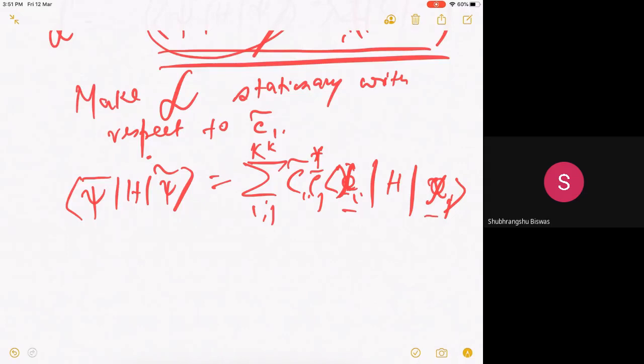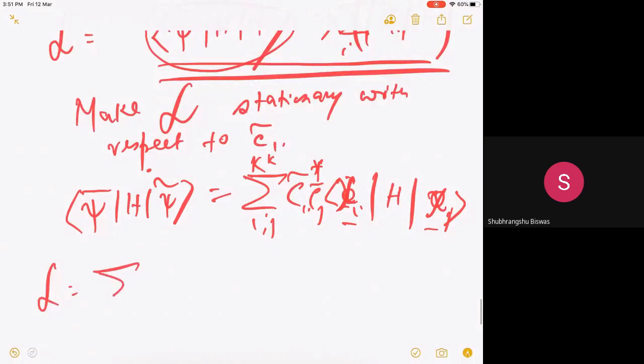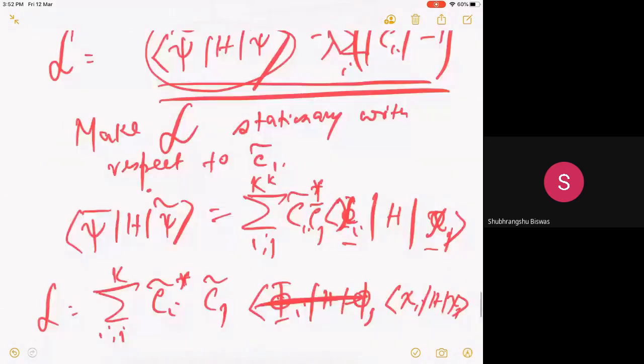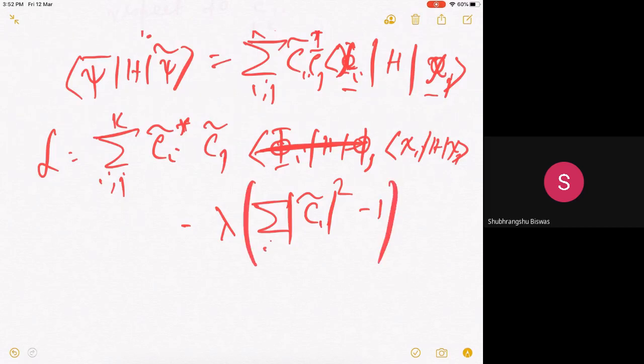Where this chi I, chi j is the basis. So then my Lagrangian becomes the sum over I, sum over j in the k basis, c_i tilde star, c_j tilde, integral phi I, h, chi I, h, chi j, minus the Lagrangian multiplier term, which is nothing but lambda times modulus c_i squared minus 1. So that is my Lagrangian.